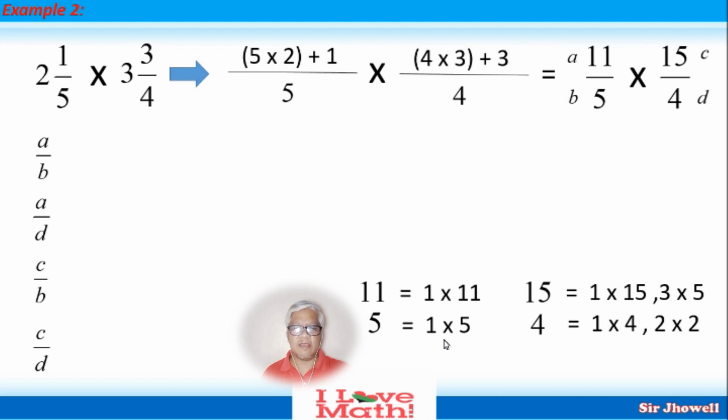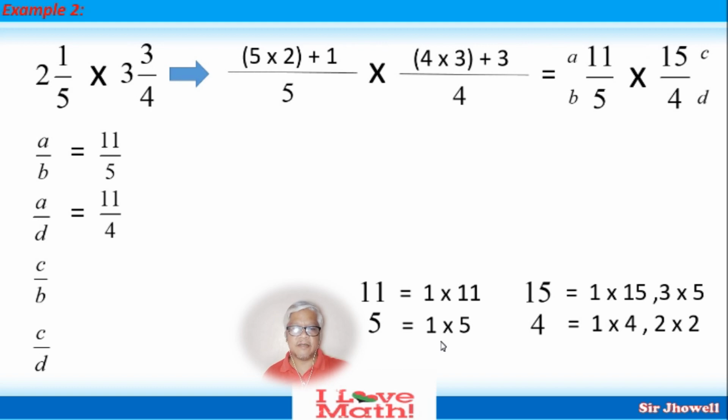Unahin natin, A over B equals 11 over 5. Look at the factors of 11 and 5. The only common factor here is 1. So, hindi pwedeng i-cancel. Next pattern, A over D equals 11 over 4. Look at the factors of 11 and 4. Still, the only common factor here is 1. So, hindi rin pwedeng ma-cancel.